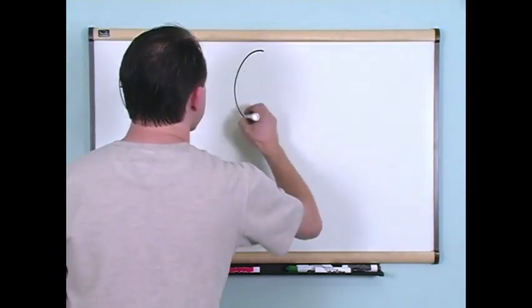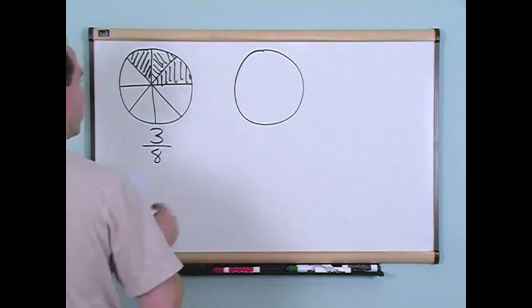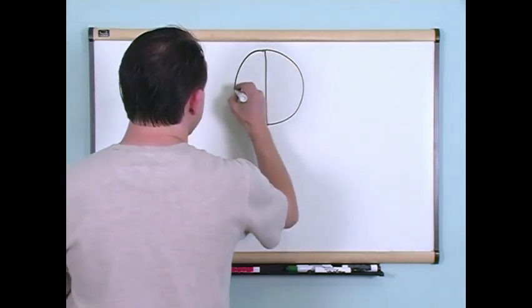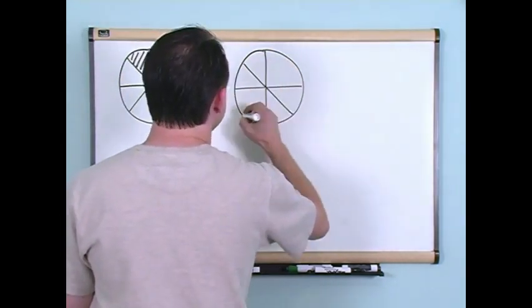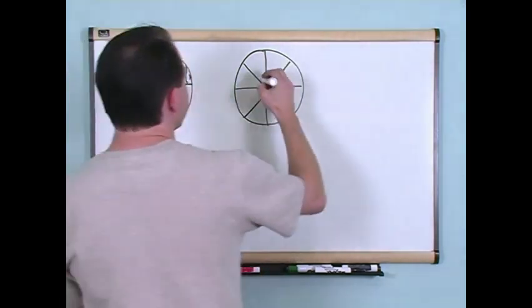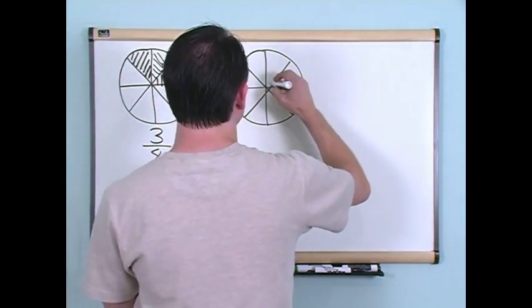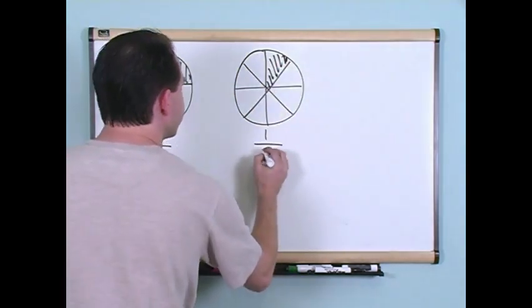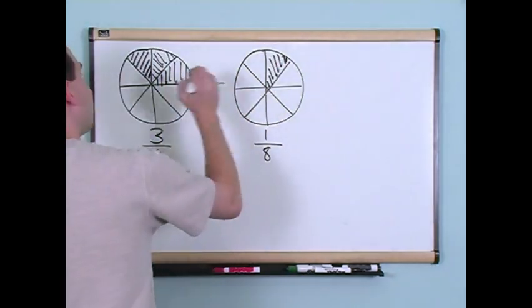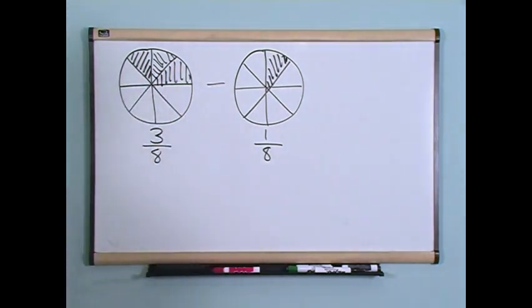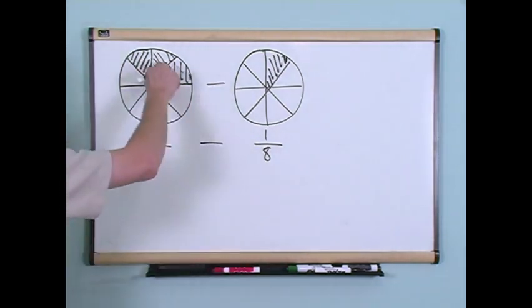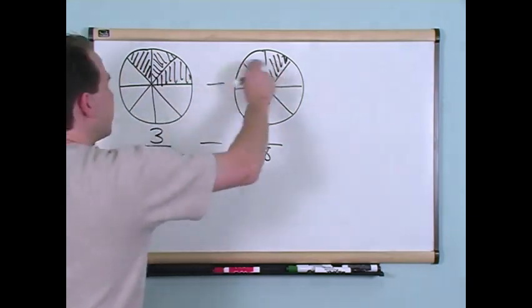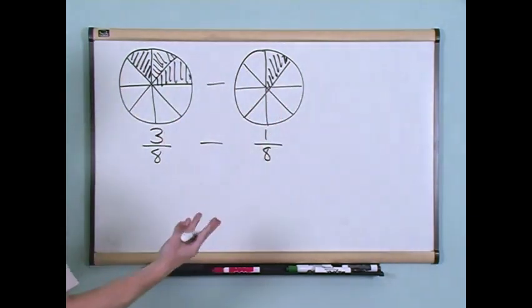And let's say over here, here's a pie, and again I'm going to split it up into 8 pieces, like this. And I'm going to just shade 1 piece here. What fraction is this? 1 piece out of 8. So 1/8. And let's say instead of adding, I want to subtract these. So when you think about what you're doing here, you have 3 pieces out of 8, okay? And I'm subtracting 1 piece away. Well, how many pieces do I have left?